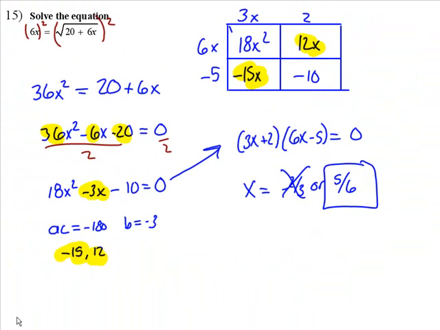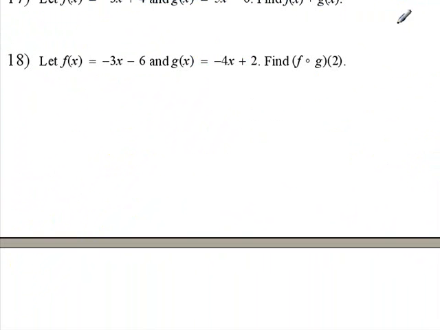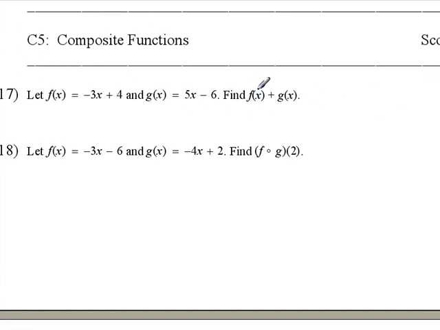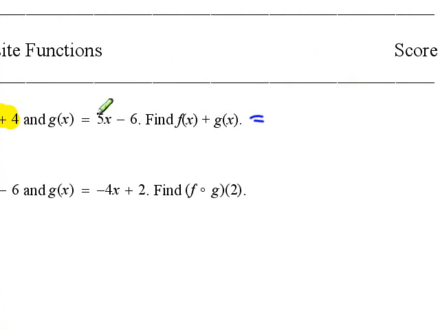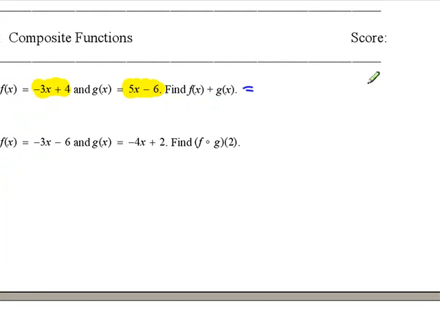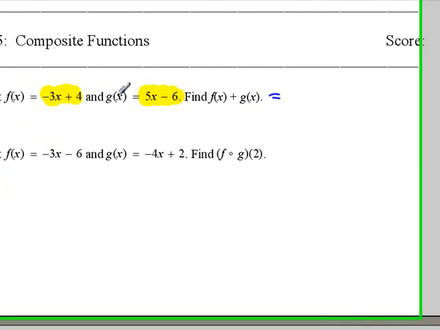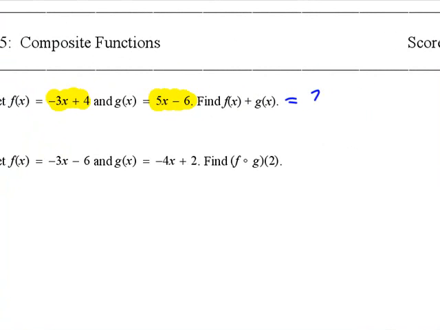That's number 15. Okay, number 17. You guys are getting pretty good at this stuff. We're taking f of x plus g of x. Well, I just need to find the f function, which is negative 3x plus 4, find the g function, which is 5x minus 6, and add them together. If I add negative 3x and positive 5x, I get 2x. If I add 4 and negative 6, I get minus 2. So there's my solution for f of x plus g of x.